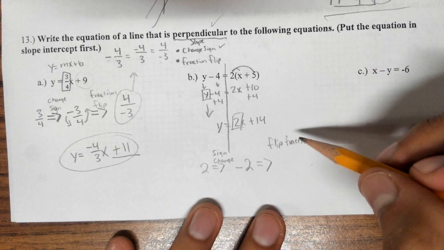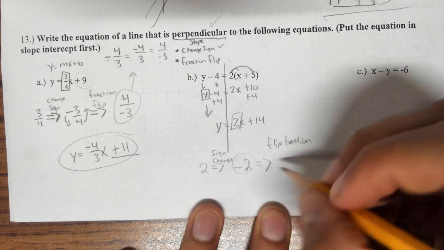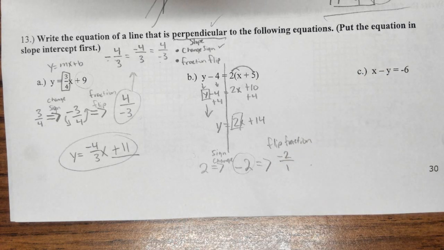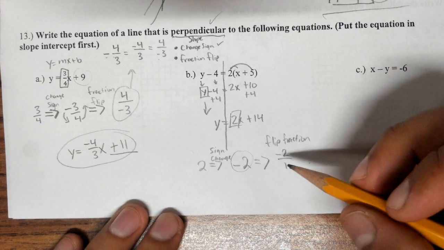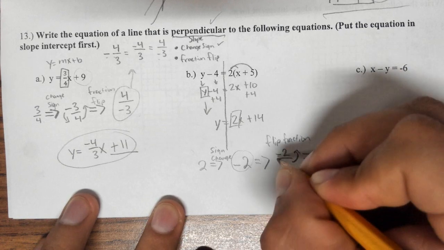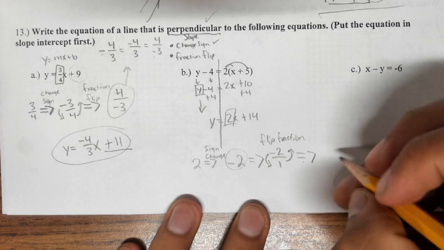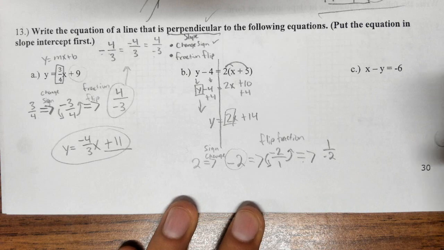Well, before I can flip my fraction, I need to make sure that the negative 2 is a fraction. So to make negative 2 a fraction, I just do negative 2 over 1. Anytime that you have a whole number, you just put it over 1. That's just what we do. And now I can flip it. Again, if I flip it, the 1 goes up, the negative 2 comes down. So we have 1 over negative 2, or negative 1/2.